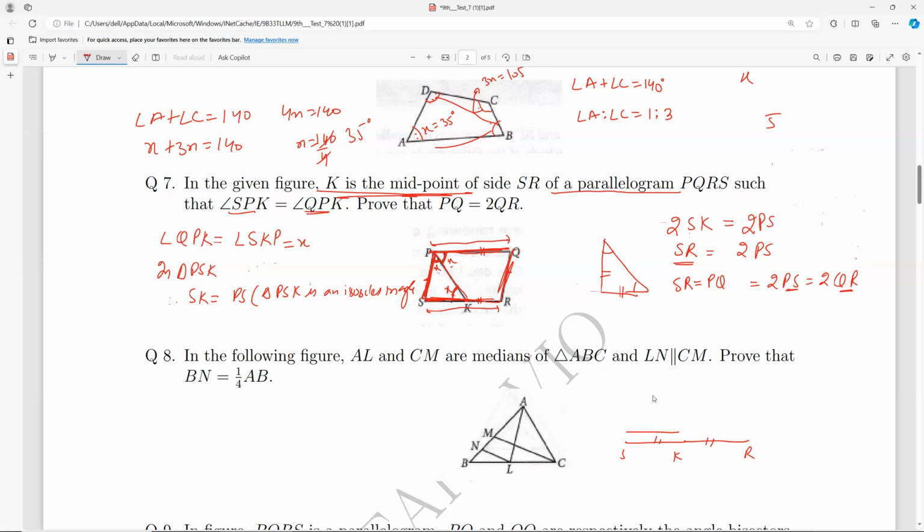So we need only these two. This angle is equal to this angle, so this side will be equal to this side. So I can write PS is equal to SK.